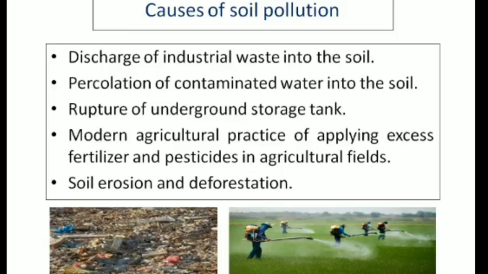Also, soil erosion is one important cause for this soil pollution. When soil is getting eroded, naturally the topsoil will be carried away along with the rainwater. So naturally it will lead to soil pollution. Also deforestation. Deforestation means cutting of trees. If you cut trees, then naturally it will lead to soil pollution.